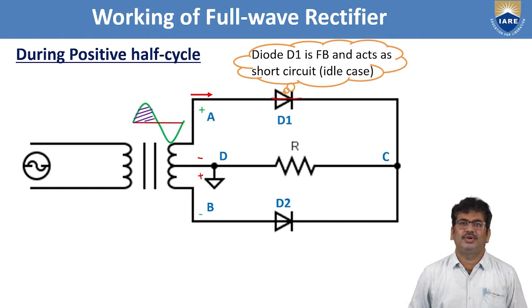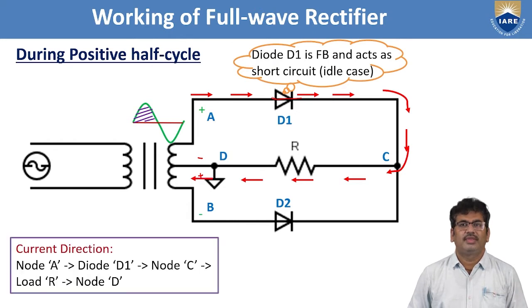The current will start from the positive terminal, that is A, and flow through diode D1, then through node C, then take the path towards the resistance R, and end at D. Whereas in reverse bias, as the diode is an open circuit, in the second loop no current will flow. So the current direction is: it will start from node A, then diode D1, node C, load resistance R and node D.